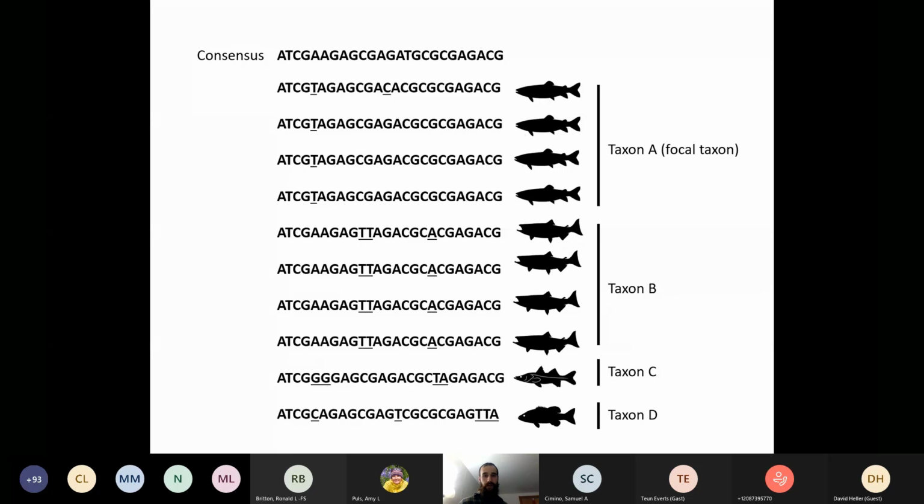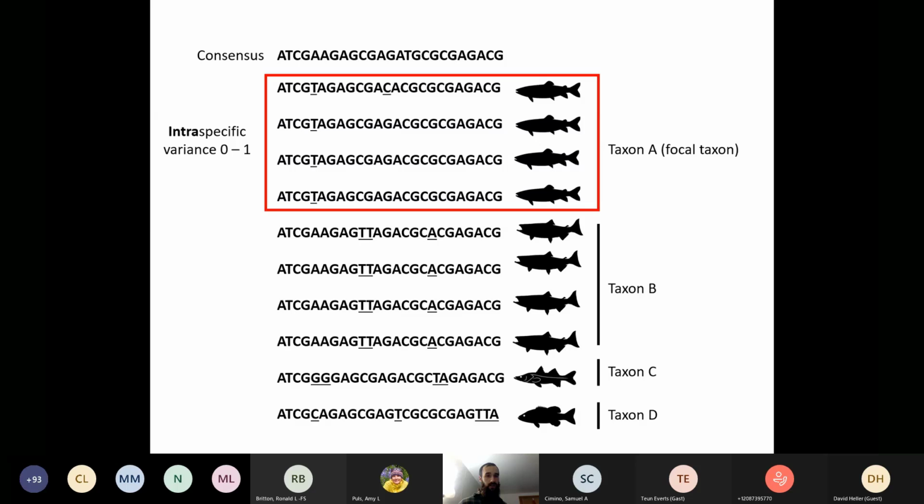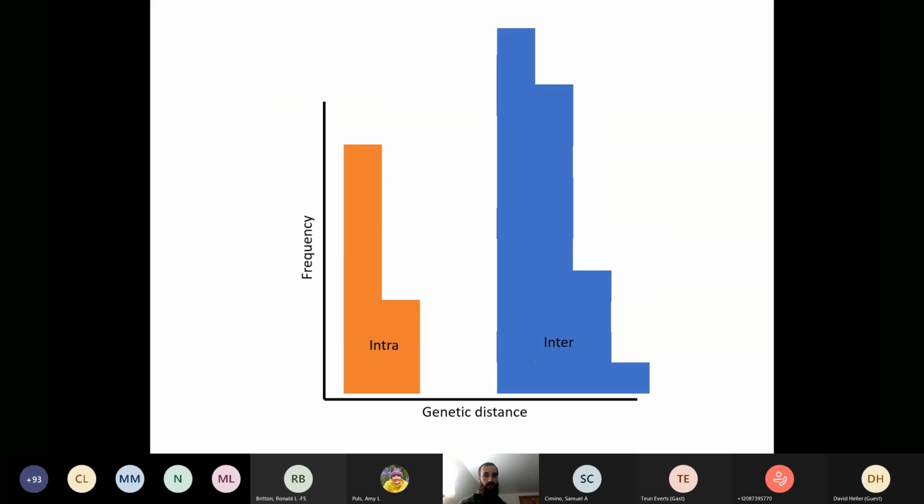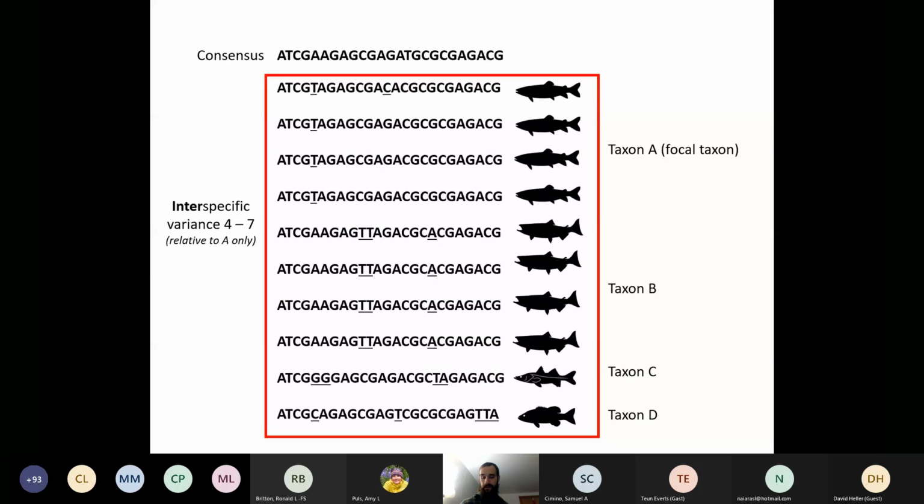And let's get a feel for what we mean by intraspecific and interspecific variation. So let's look at taxon A only. We're only going to be considering interspecific and intraspecific relative to taxon A. Our level of intraspecific variation, that is the number of base pair mismatches between any 2 individuals of taxon A, ranges from 0 to 1, versus our interspecific variation, that is any individual from taxon A to any individual of taxon B, C, or D, ranges from 4 to 7. So if we were to plot a histogram that looked kind of like that introductory figure to this topic, we have genetic distance on the x-axis and frequency on the y-axis. We would see that there is indeed a barcoding gap. That is, our intraspecific variation is in a distribution that's lower in genetic distance than our interspecific variation. So we can unambiguously assign any sequence from taxon A back to that taxon.